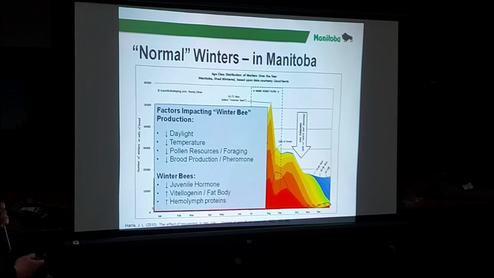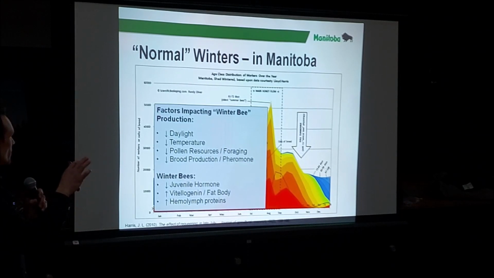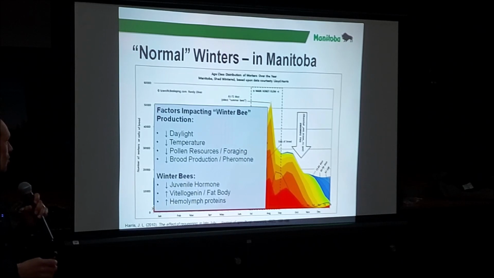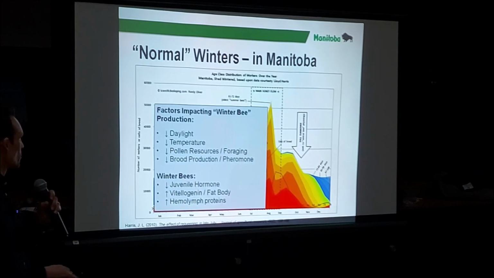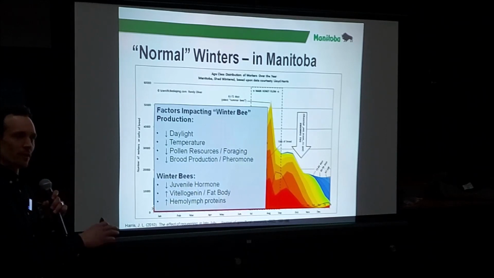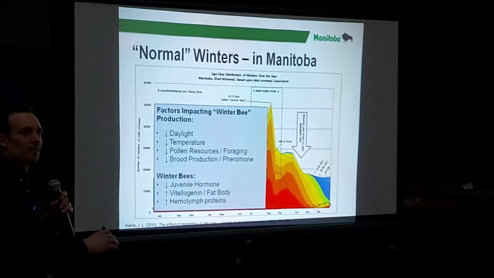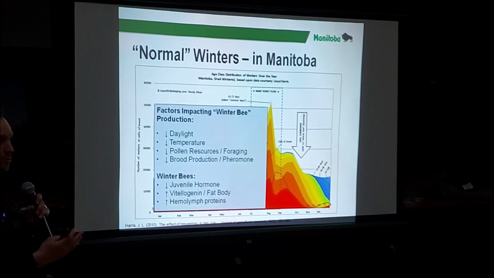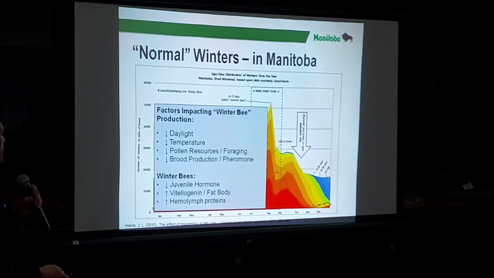So with the production of winter bees, all these factors, what happens is that you have a reduction in juvenile hormone. Juvenile hormone is much more prevalent in the adult bees, the older bees in the colony. I think when people think of juvenile, they probably think of the younger bees in the colony, but it's actually the older bees that have this juvenile hormone. So that is vastly reduced.